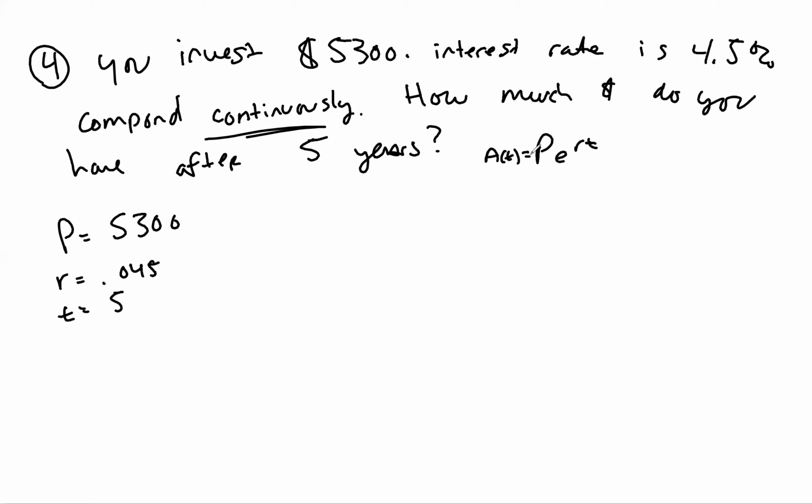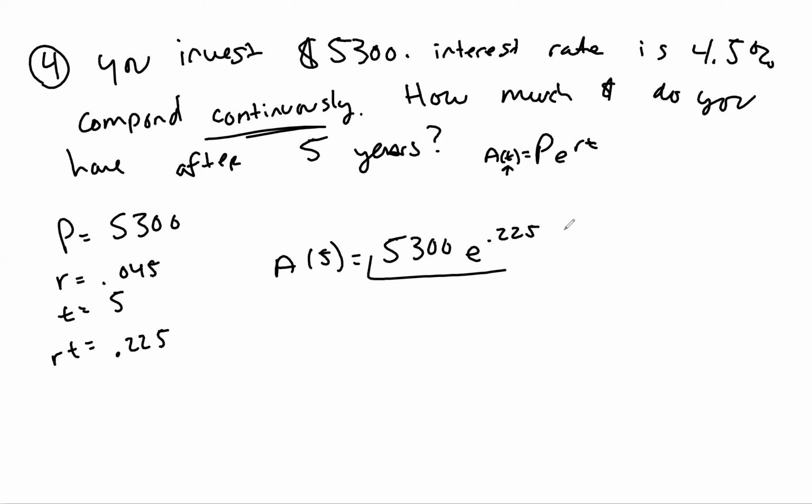So in this case, we don't have an end value, and we're going to raise E to the RT. We're going to take a quick second here to multiply the R and the T together, so we just have one number. And so here we go. We're going to say that A of 5, because remember we're putting a 5 in there, equals, whoops, not P, equals 5,300 times E raised up to the 0.225. And all of this gets typed in. Remember, the letter E is just a button on the calculator. It's nothing crazy that you have to memorize.